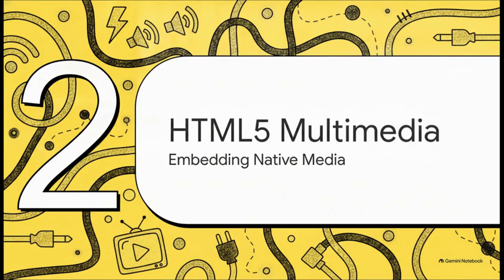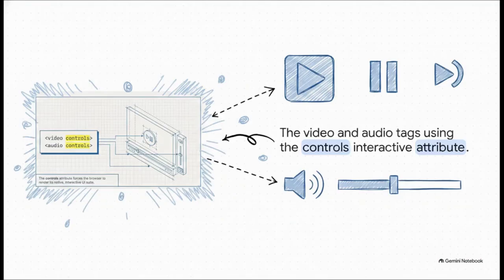Moving on to Section 2, Embedding Native HTML5 Multimedia. Think about the sheer power of a single word in HTML. By simply adding the word controls inside your video or audio tags, you're giving the browser a direct, powerful command. Without writing a single line of complex JavaScript, controls magically generates the whole shebang: the play button, the pause button, the timeline slider, and the volume settings. It's just incredibly efficient architecture.